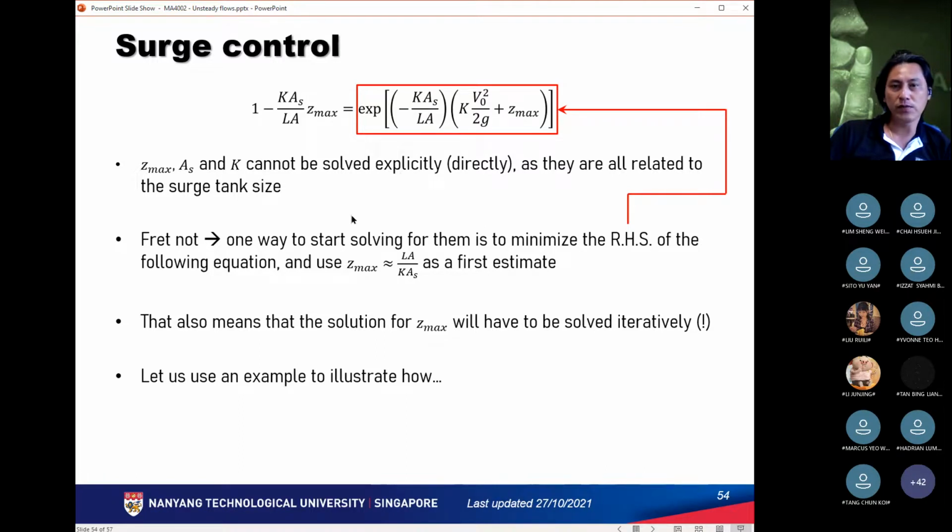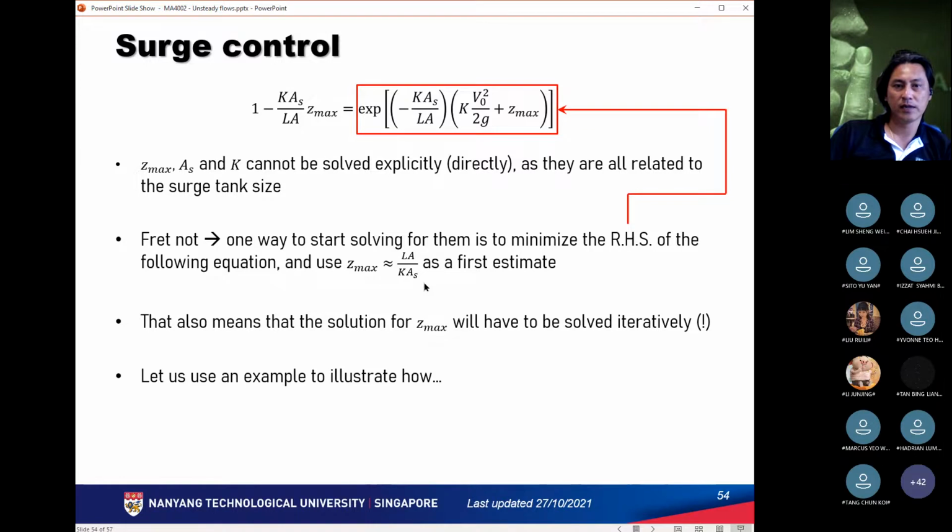So the only way to solve this, or should I say the best way for us to solve this at this point, based on what we know, is basically to use trial and error. And the first step is to minimize the right-hand side value of this equation. And how do we minimize the value of the right-hand side? It is to set Z max to be LA divided by KAS.